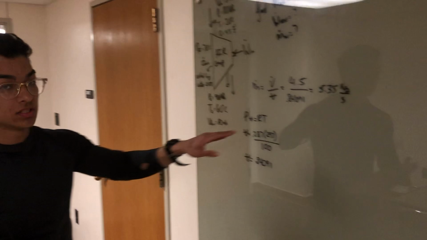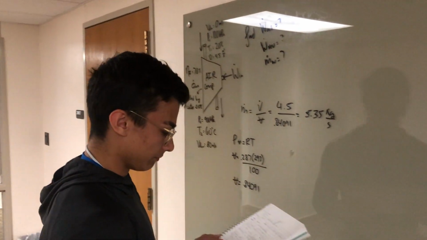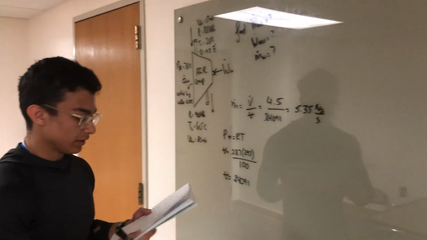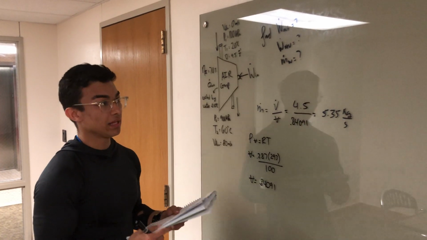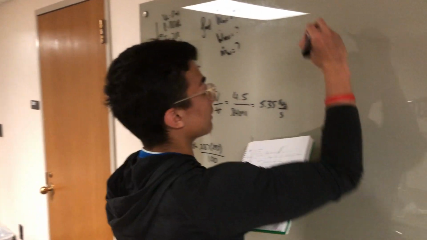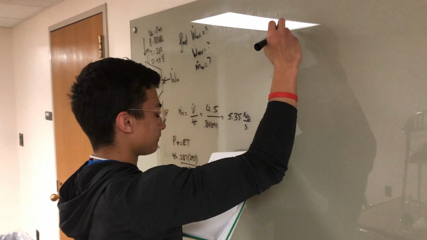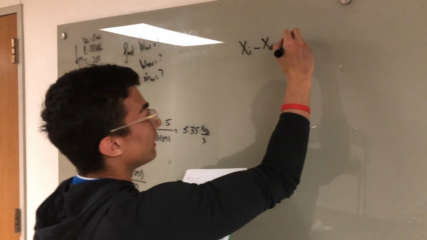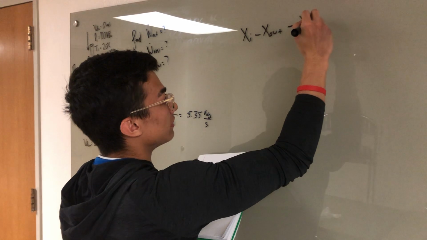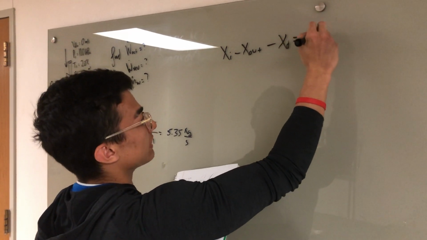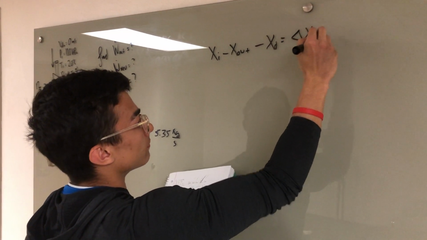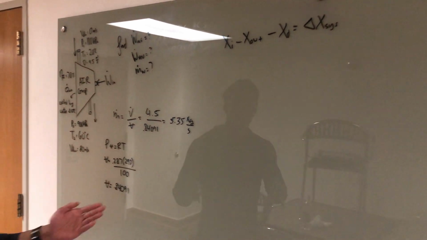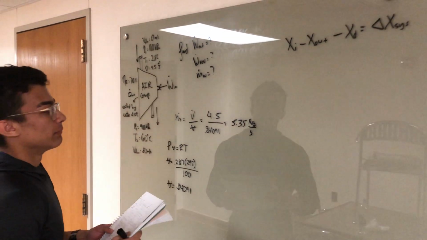All right, that's just going to help us start off the problem. So now we're going to write our exergy balance equation, and that's going to look like this. X in minus X out minus X destroyed equals the change in exergy of the system. So this is really important that you start off every exergy problem with this.